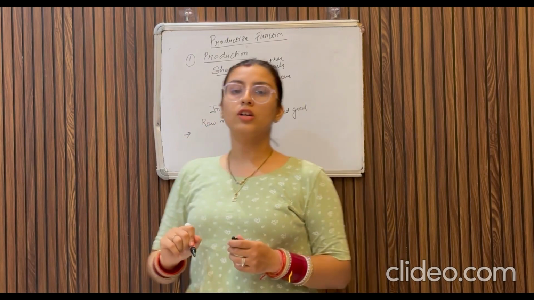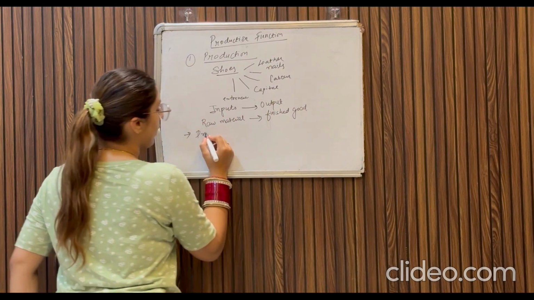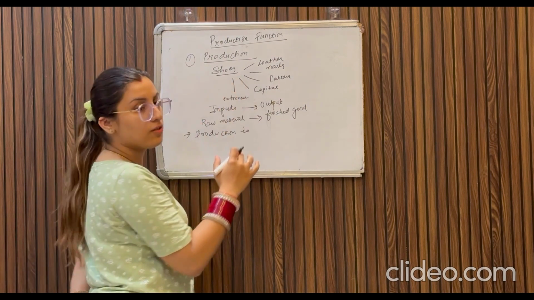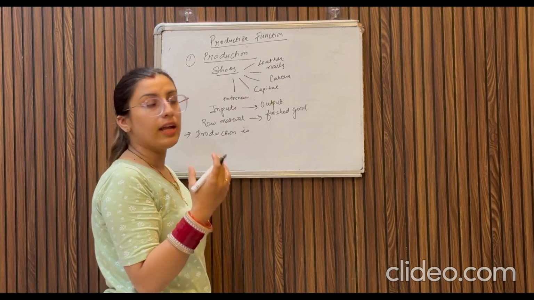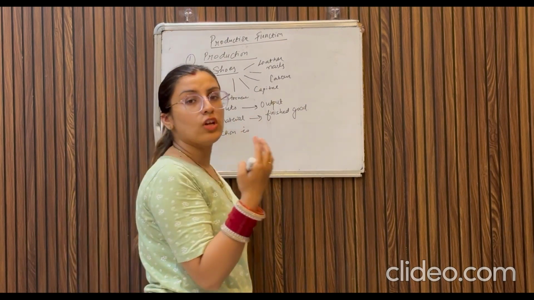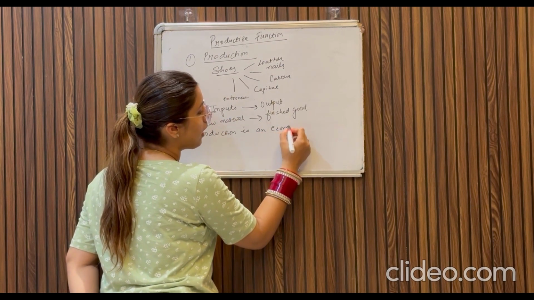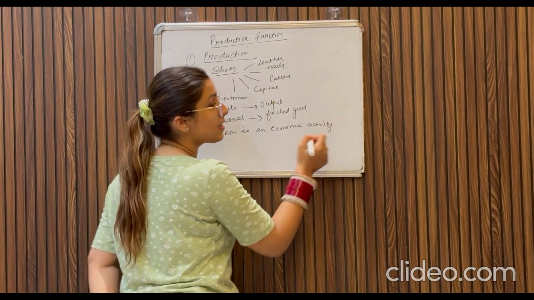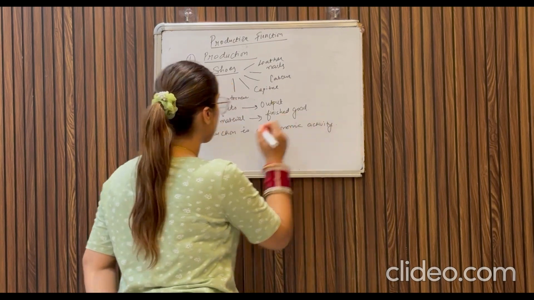So production is basically an economic activity. Why is it an economic activity? Because once the product is ready, the firm or the entrepreneur will sell it in the market and will get money in exchange for its product. So it is an economic activity. Any commodity or any service, any good which generates income is counted as an economic activity.